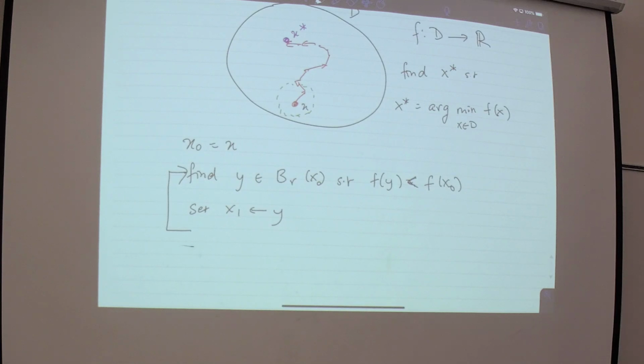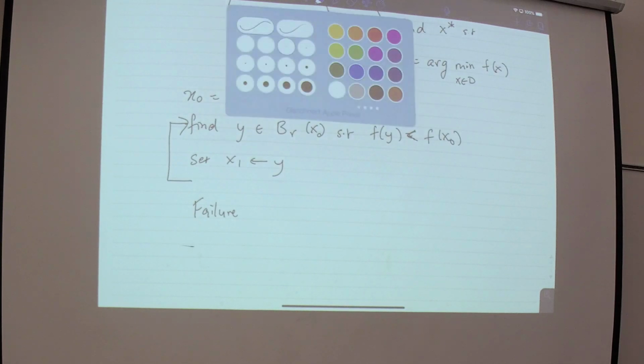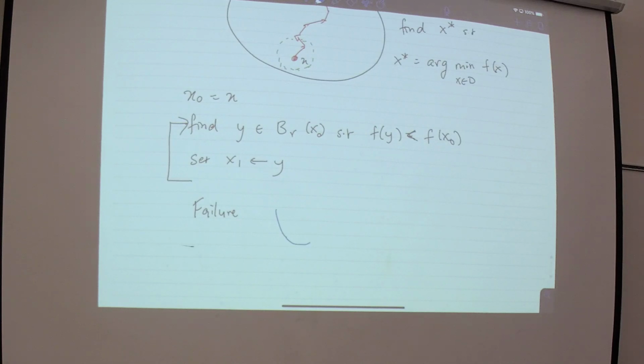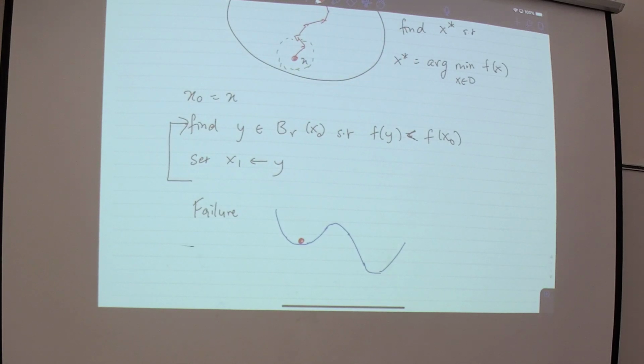So in other words, you're worried about a situation, and we'll try and draw this in 2D, where, let's say a failure. Your landscape, and you think of this as a slice in 2D, looks something like this. Right? Your x is here, and your radius of interest is basically, let's say, from here to here. And now the problem is, there is no y in that ball of radius r, such that f of y is less than f of x0. And so I will get stuck.